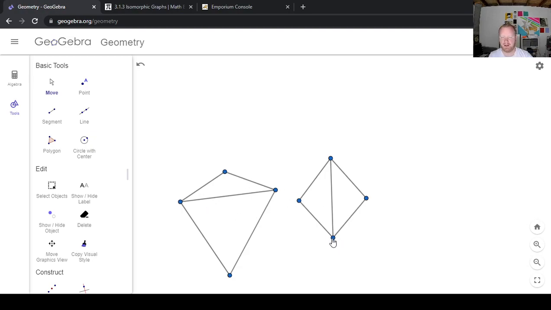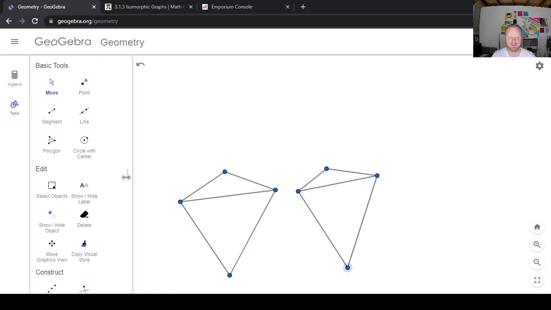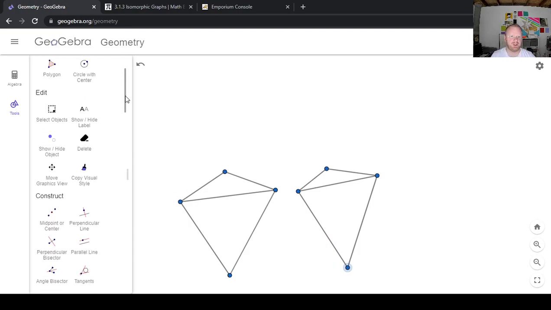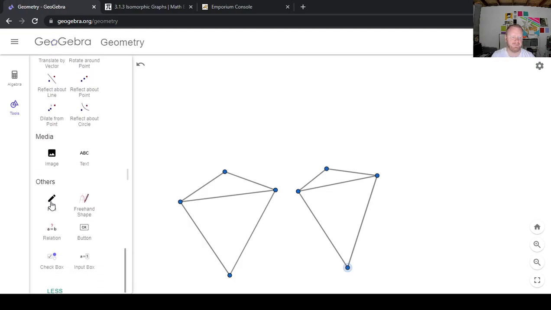But if I were to arrange these points, right? So this sort of arranging is allowed in graph theory. If I just move those points around, right, and connect them in that same way, I can get this graph to look like this graph here. So what I've just shown here is that this graph is isomorphic.